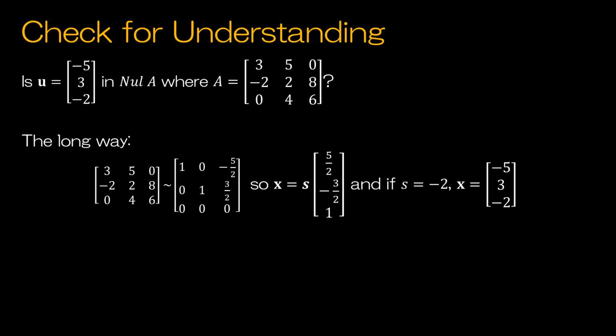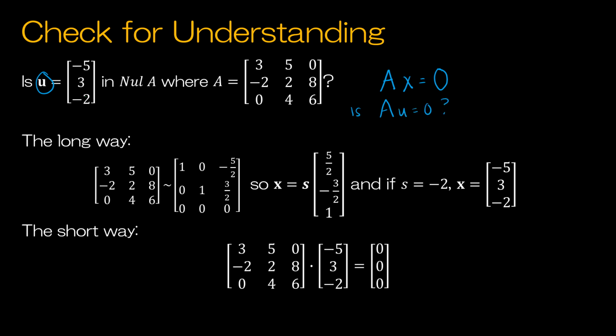The second way to do it is, if you did it the second way, great work, because not everybody puts together that the null space of A is all of the vectors x such that A times x is equal to 0. So in this case, we're asking, is A times u equal to 0? And if A times u is equal to 0, then it's in the null space of A. So that's the short way, which is just multiply it out, and we find 0, 0, 0. So yes, with either method that we choose, u is in the null space of A.